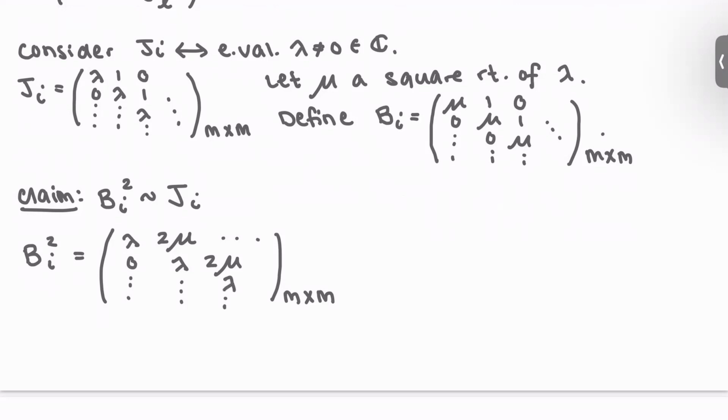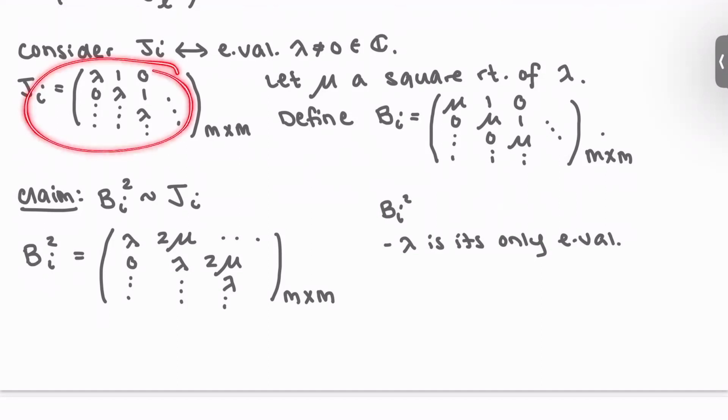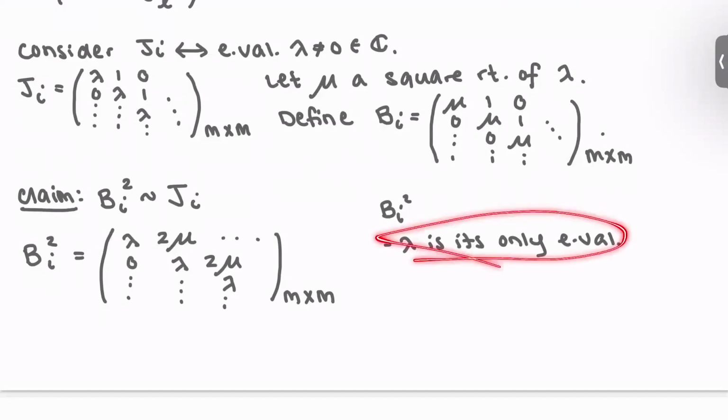So we can read off that for Bi squared, the only eigenvalue is lambda. So Bi squared, lambda is its only eigenvalue. And I want to argue that it's similar to Ji. Well, Ji is already in Jordan canonical form. So I need to figure out, what's the Jordan canonical form of Bi squared? I know lambda is its only eigenvalue.